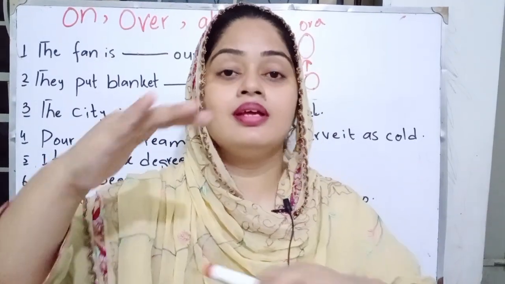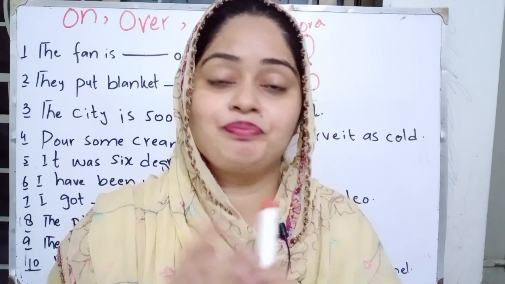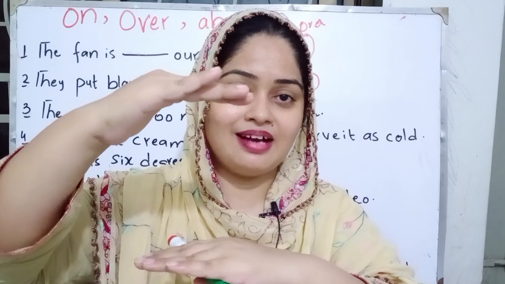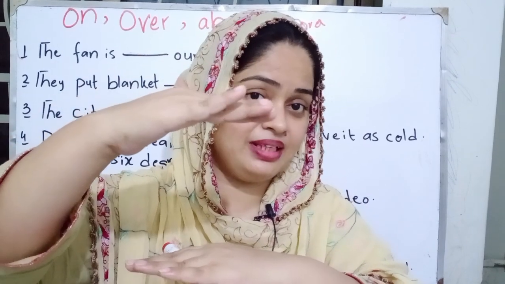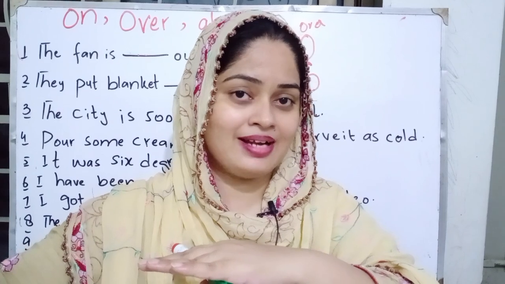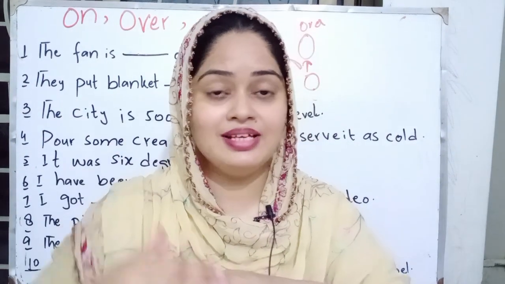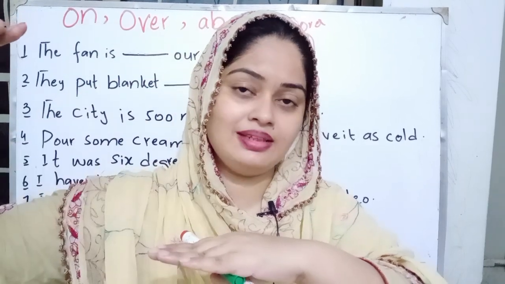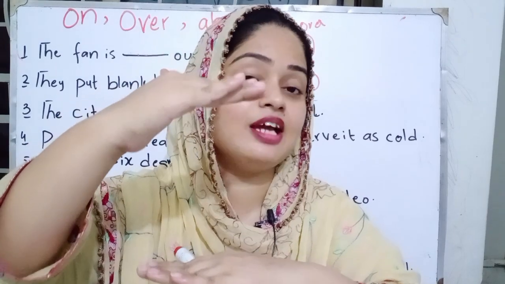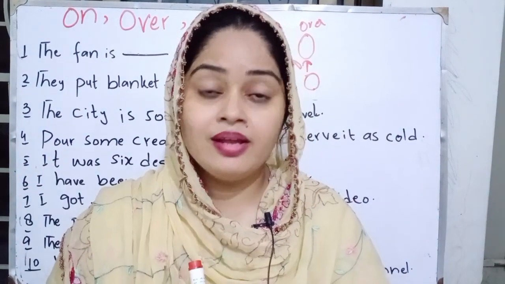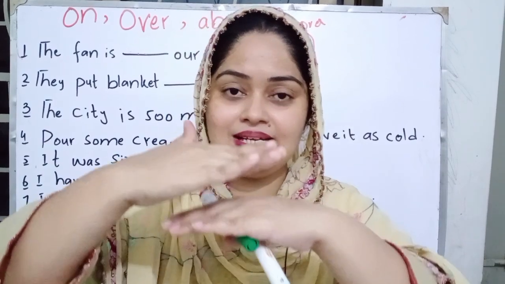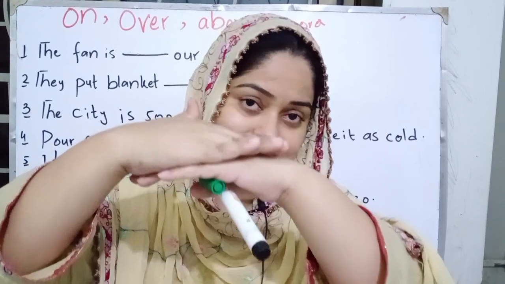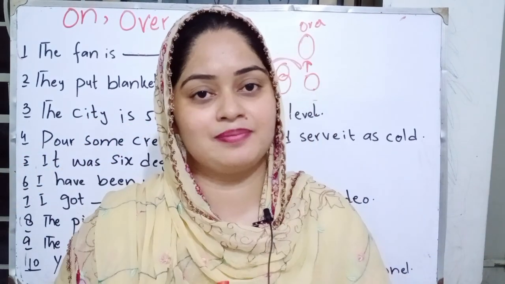Number one, when we say over, it means something is directly above something else. It is not at the right side, it is not at the left side, it is directly above something else, like this. Number two, in most cases, it is in touch with something else, or it is covering something else.